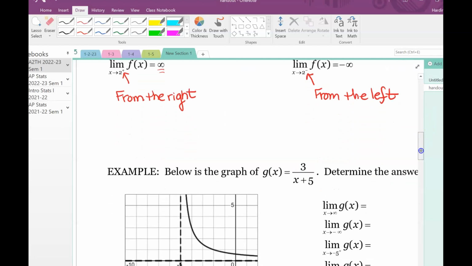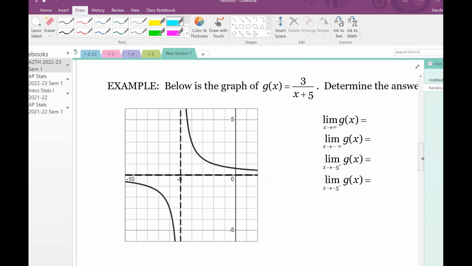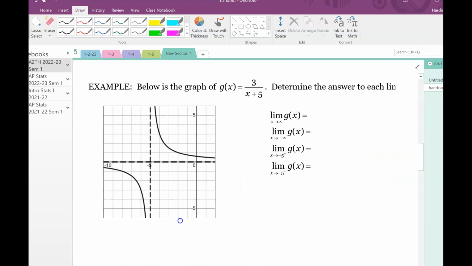All right, let's take a look at a different example. This is the graph of 3 over x plus 5. You certainly know where the asymptotes are, even if I didn't give you the graph. There's a vertical asymptote at x equals negative 5. So you can see that we have some limits written as x approaches negative 5 from the right, as x approaches negative 5 from the left. Also, there's a horizontal asymptote at 0, which is our end behavior.